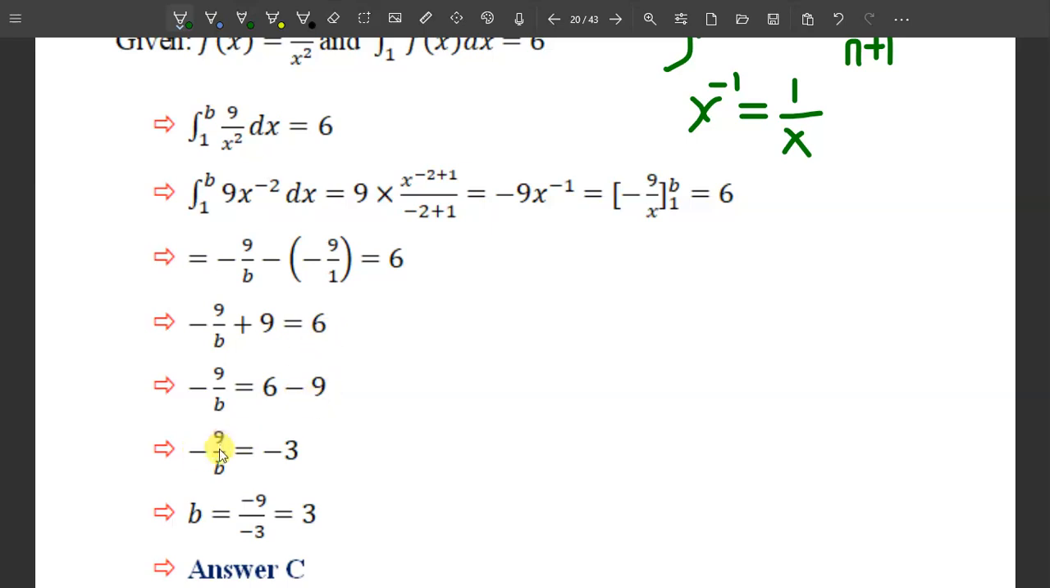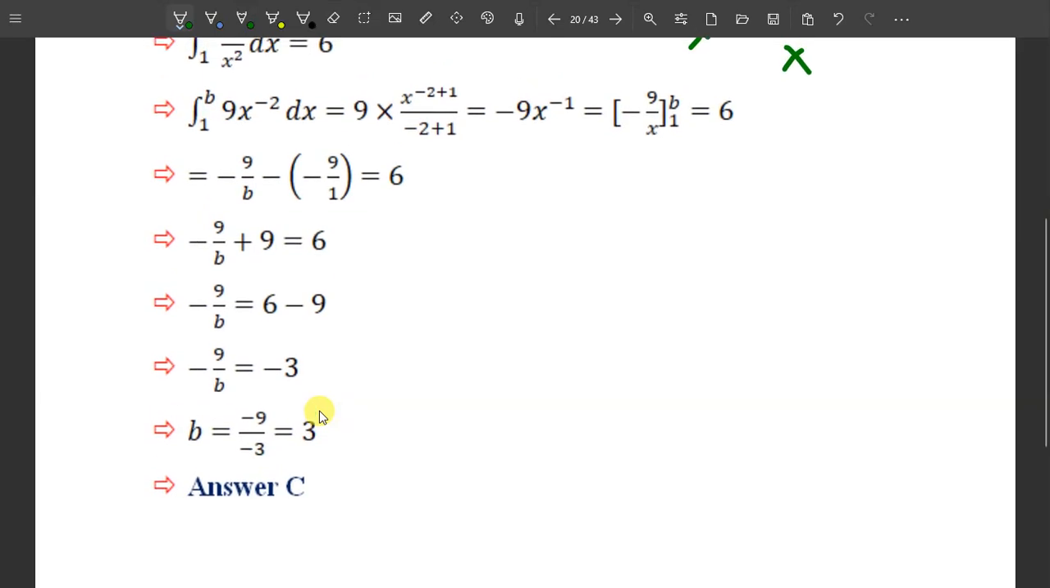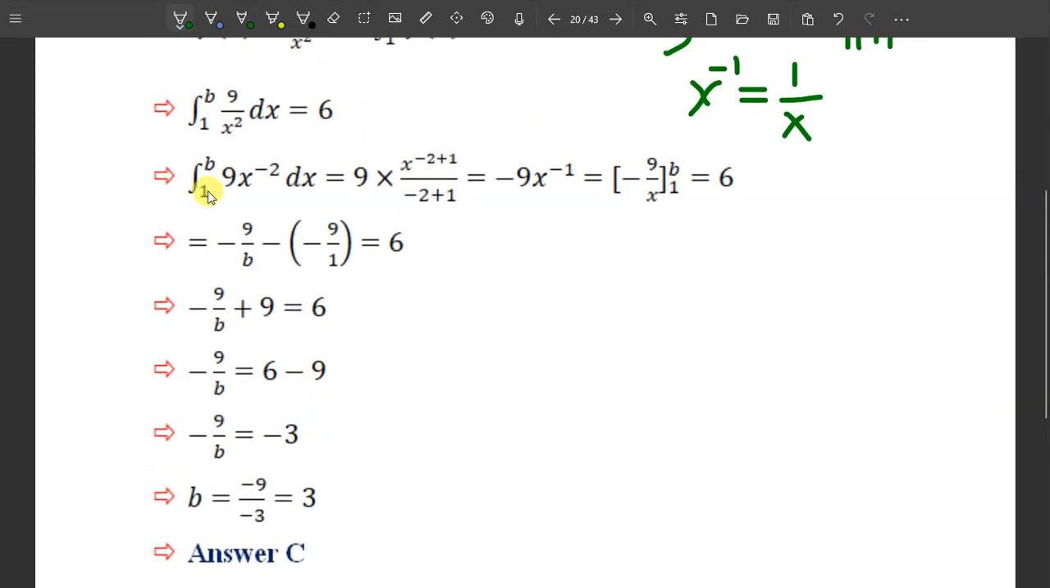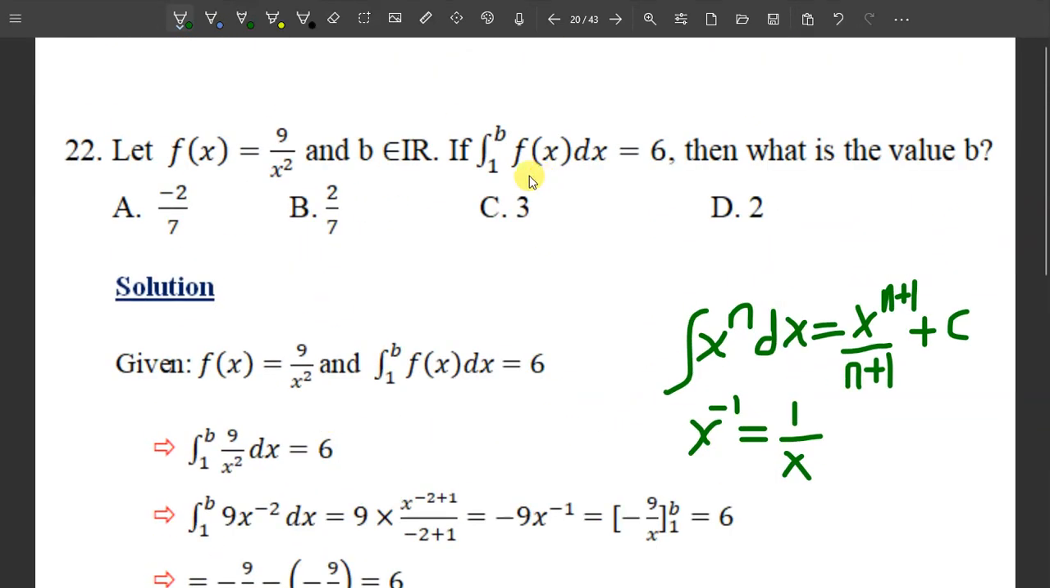And then minus 9 over b will be equal to minus 3. By putting b here, minus 3, just move b in here and minus 3 as a denominator right here. b is equal to minus 9 over minus 3, which is equal to minus, cancel minus, 9 divided by 3 gives us 3. Therefore, the value of b, which when substituted here gives us 6 by integrating 9 over x squared, is simply 3. And therefore, your answer should be C.